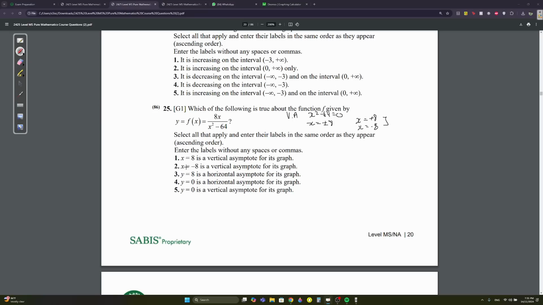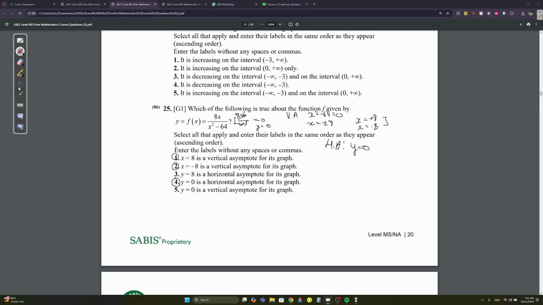So these are both correct, 1 and 2. They're both vertical asymptotes. How about horizontal asymptote? Check if there's oblique. There's no oblique because the power down is greater than the one up. For oblique to happen, the power up should be greater than the one down. Horizontal asymptote: take x as infinity. You're going to have 8 infinity over infinity squared. So you're going to cancel this with this. 8 divided by infinity is 0. So y equals 0 is the horizontal asymptote.